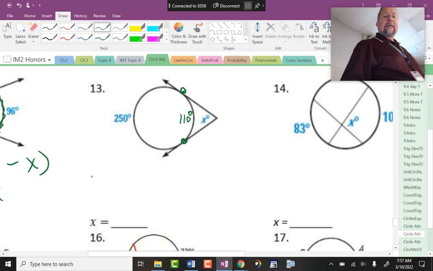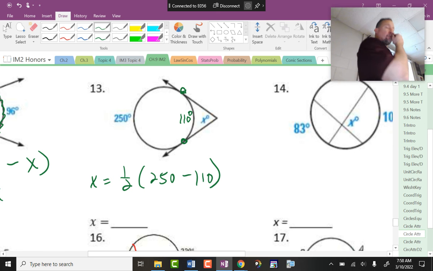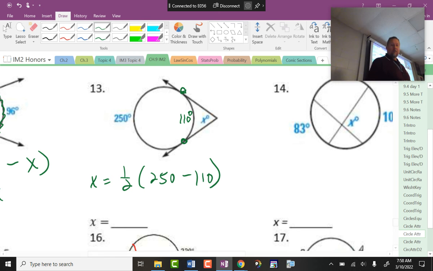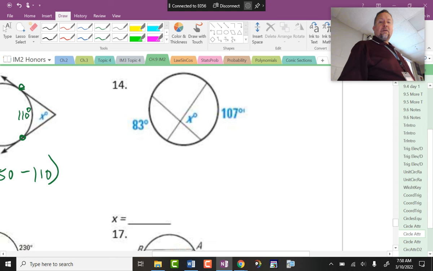And then again, I'm not even going to calculate this one. Half 250 minus 110. So no real challenges here. Shouldn't be a really big deal when you're looking at that stuff.